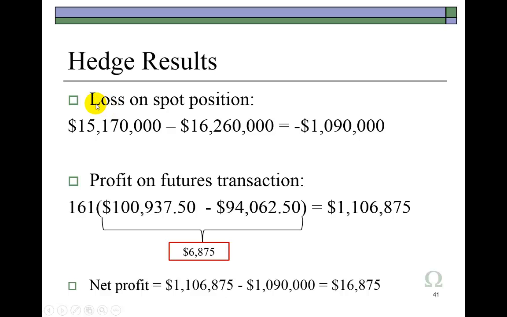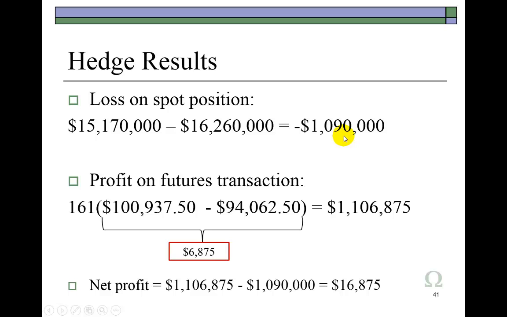Now though, you're going to look at your profit and loss on your spot position and separately look at your profit and loss on your futures position, and then add those two together to get your hedge profits. So on the spot position, remember at the outset the value of your 10 million pounds was 16.26 million US dollars. Now in September it's worth only $15.17 million, and so you incur a loss of $1,090,000. Sadly, the value of your 10 million went down by this amount.